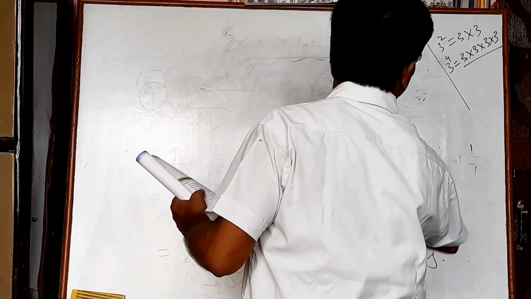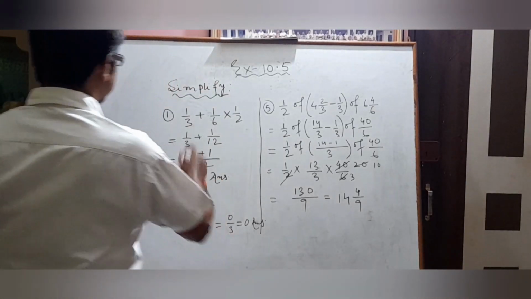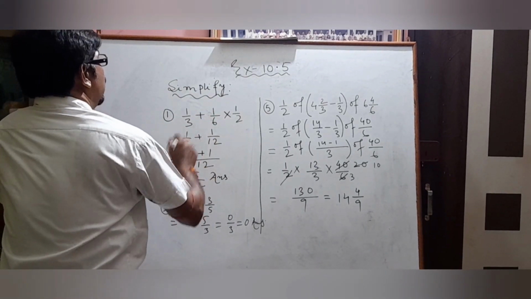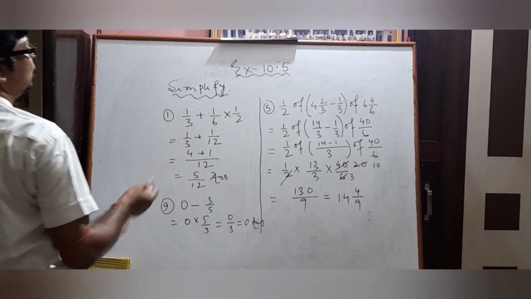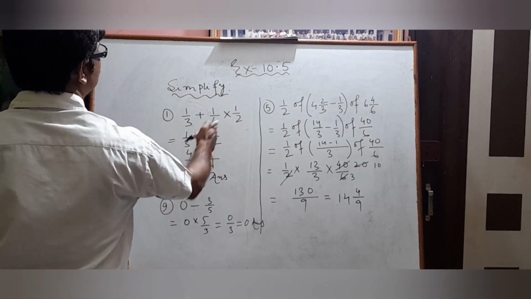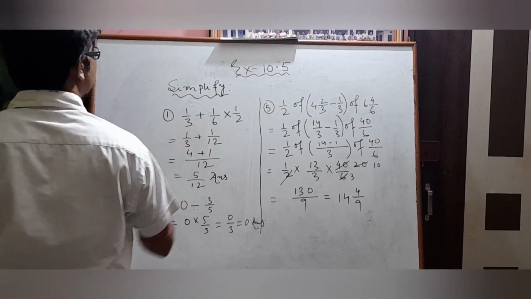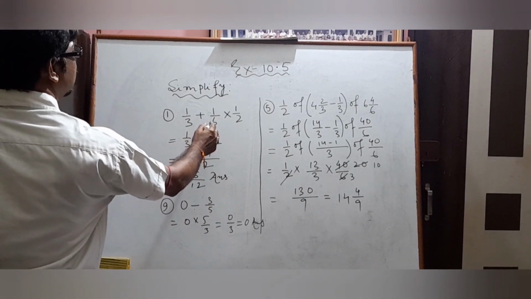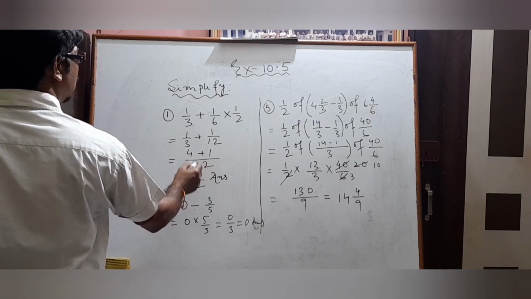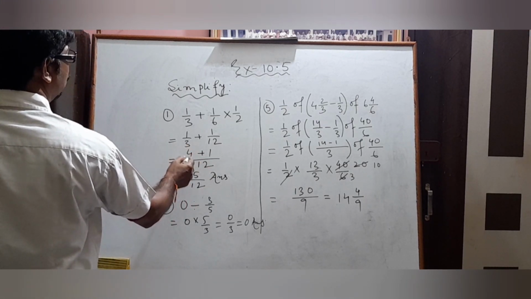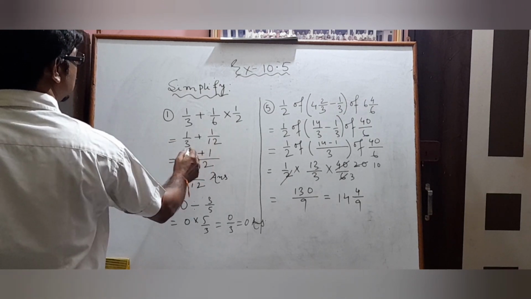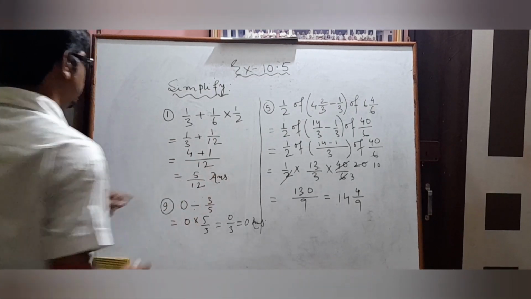Now see exercise 10.5. Simplify 1 by 3 plus 1 by 6 into 1 by 2. Here we use the BODMAS rule. Multiplication and addition are there, so multiplication will be done first, then addition. So 1 by 3 plus 1 by 6 into 1 by 2 is 1 by 12. Then take the LCM 12. 12 divided by 3 is 4, 4 into 1 is 4. 12 divided by 12 is 1, 1 into 1 is 1. So 4 plus 1 is 5 by 12. 5 by 12 is the answer.